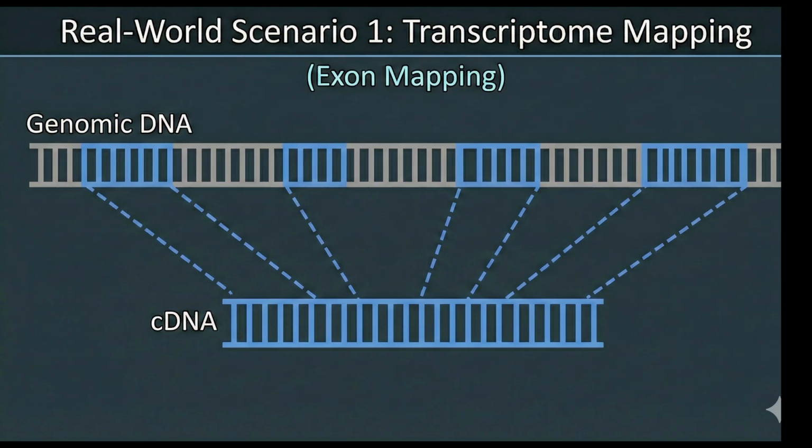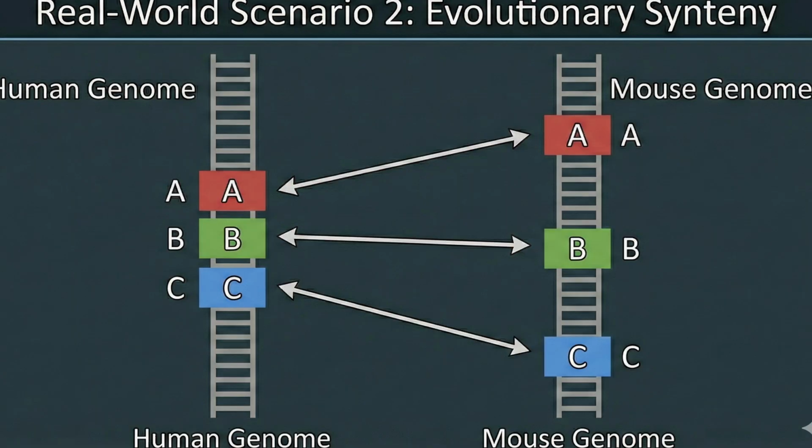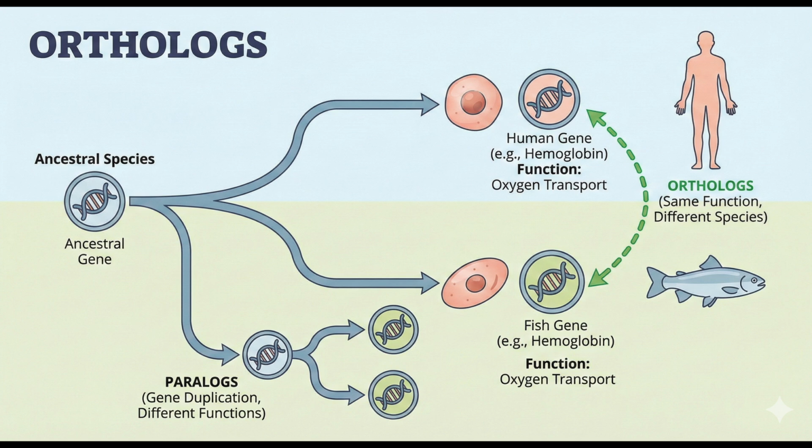We also use this to compare different species, like a human and a mouse. This is called synteny analysis. Even though species change over millions of years, the order of important genes often stays the same, even if the distance between them grows. If we can find a motif from a human as a subsequence in a mouse, it's strong evidence that they share a common ancestor. This helps us identify orthologs, which are genes that perform the same function across different branches of life.